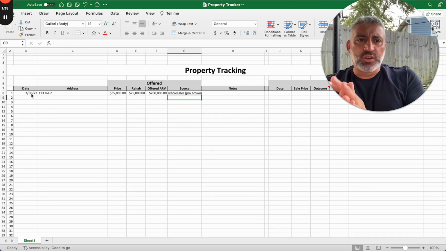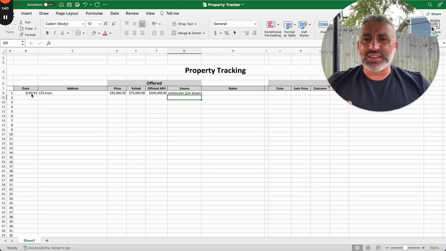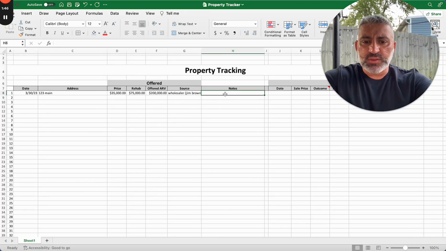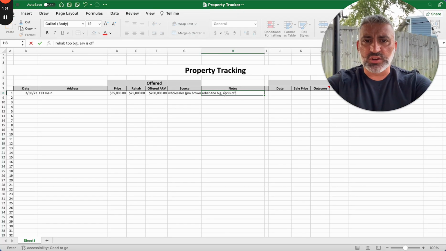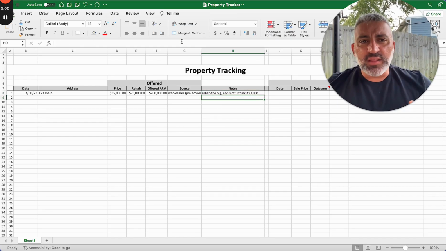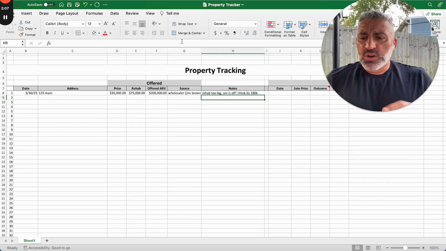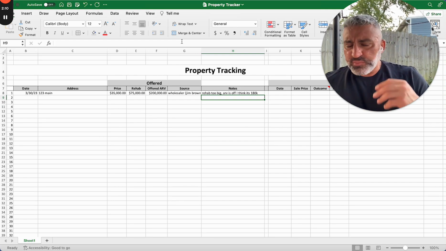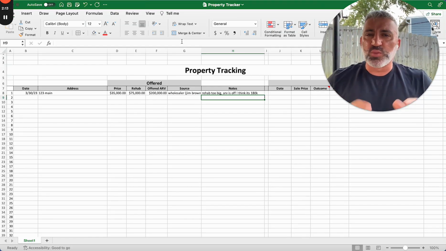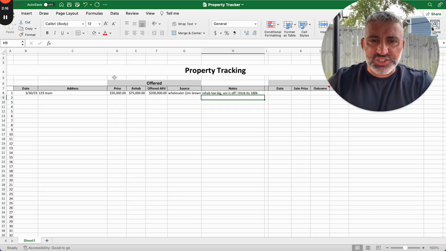And these are the numbers, right? You get them, and for whatever reason, you're like, it's just too tight. You went and looked at it. It didn't work for you. Rehab too big. ARV is off. I think it's 180, whatever you think it is. And then a lot of times that's where we just let the deal die, right? We're just like, all right, whatever, it's not for me. And whether it's the wholesaler, an MLS deal, or a deal you went and looked at off market, wherever the source is, we're going to track it just like this.